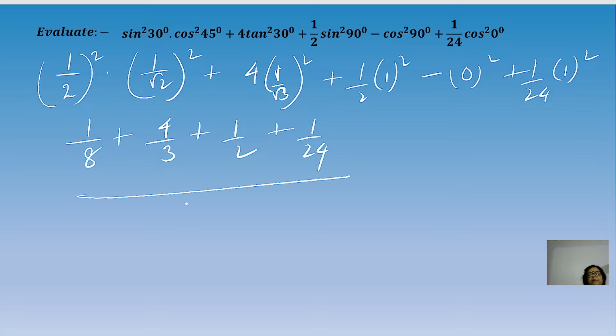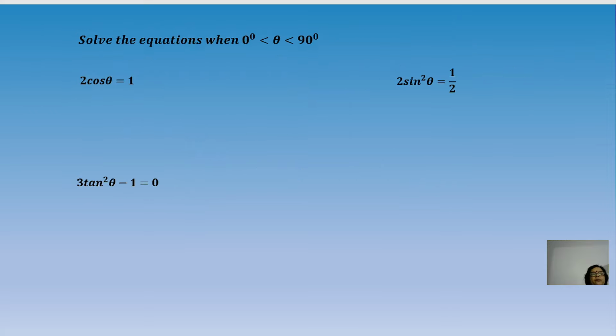Take the LCM, 24, so this becomes 3, this becomes 32, this becomes 12, and this becomes 1. If you add them up together, 3, 35, 47, 48. 48 by 24, so this is equal to 2. So your answer is 2.